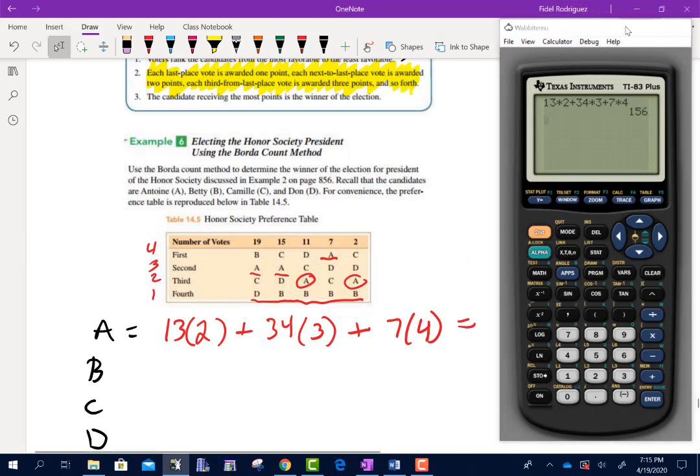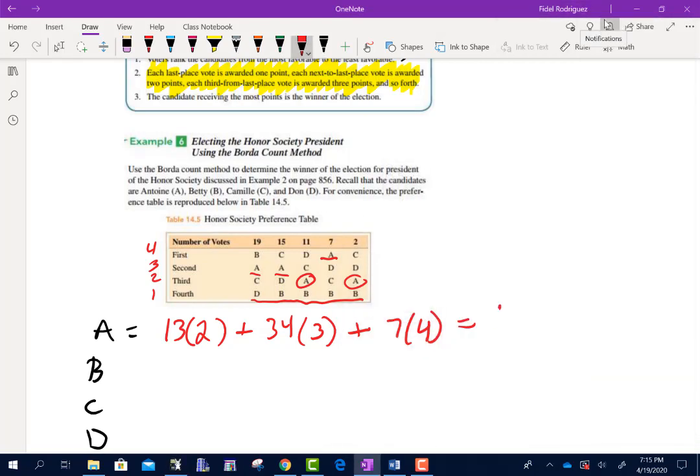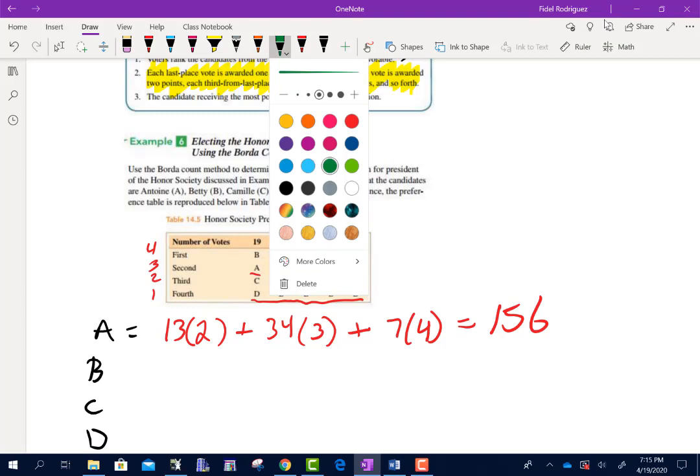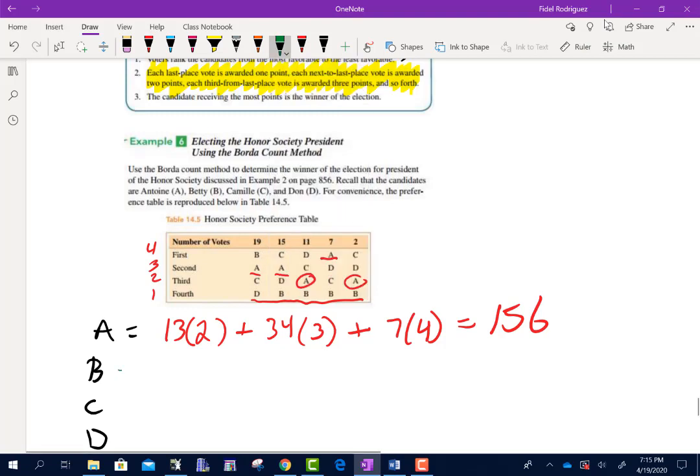So Anton has 156 points. Okay. Now, I'm going to do the same thing for Betty. So Betty, I'm going to count all of her last place votes. Well, all of these right here are Betty's. So 15, 11, 7, and 2. I got to add those numbers up together.